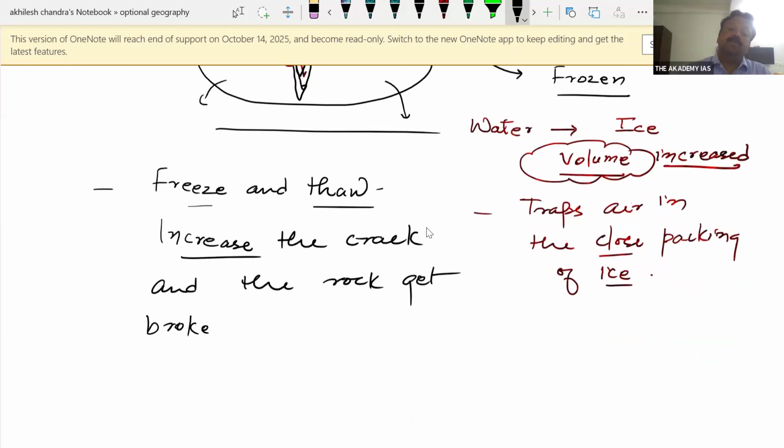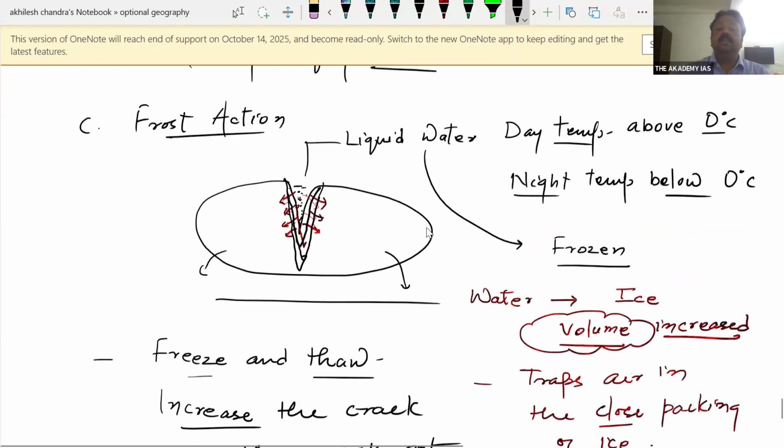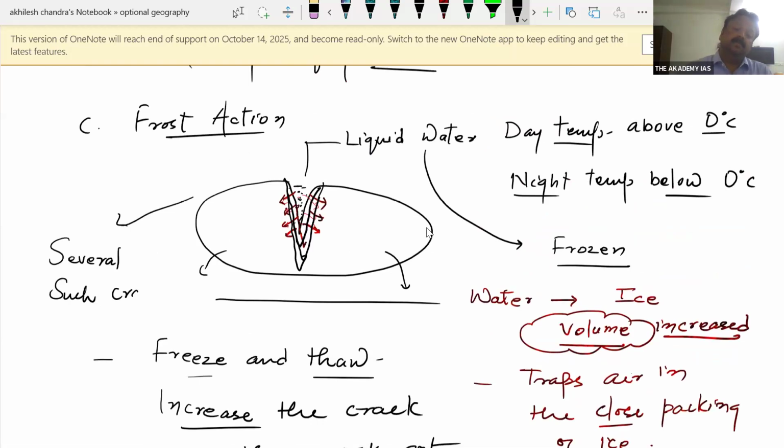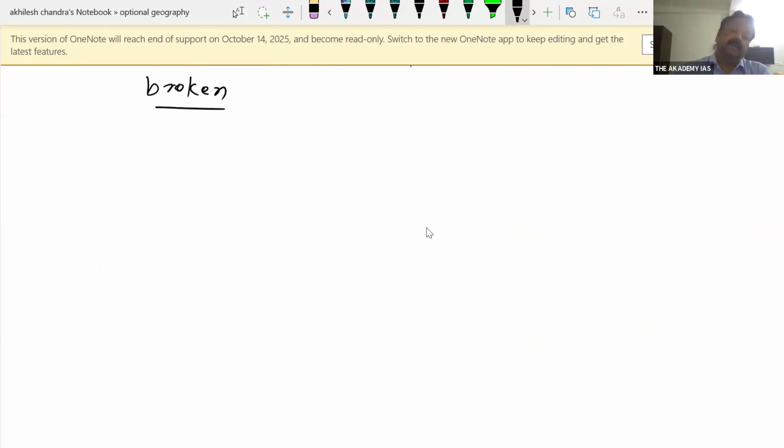अच्छा, आपको क्या लगता है only one crack is there in the rock? There are several such cracks. So due to freeze and thaw, what happened? There is disintegration. Fine. And there are many such processes. For example, there is another process that is called exfoliation.